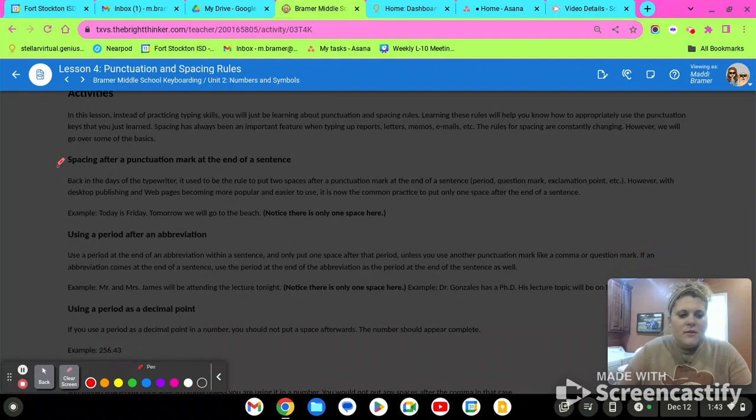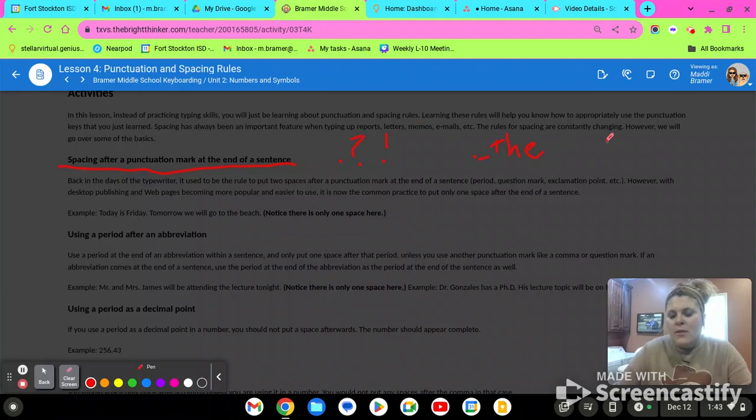So first we're going to go over spacing after a punctuation mark at the end of a sentence. So a punctuation mark, remember that's a period, question mark, exclamation point, those symbols. So if you're typing a sentence and you end it with a period, you should have one space, hit the space bar after you type that, and then you start your new sentence.